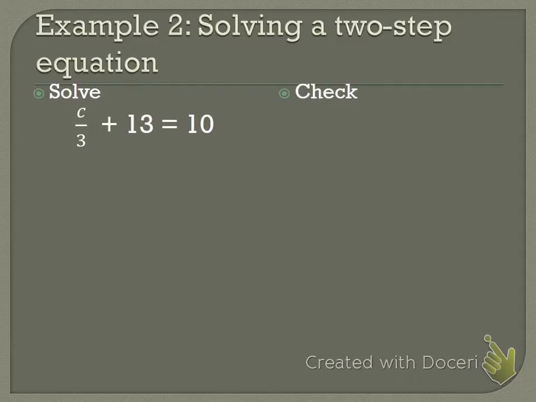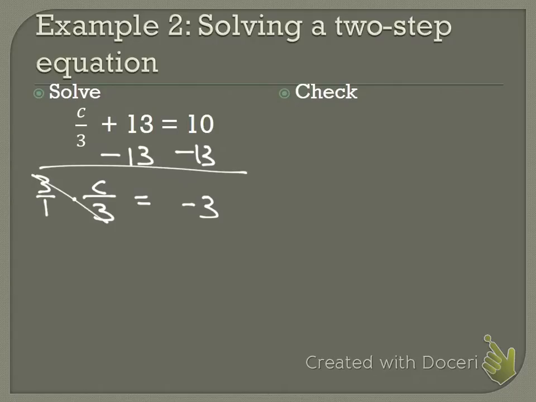In example 2, it's just different operations, but it's still the same process. So c over 3 plus 13 equals 10. What do I do first? I need to subtract 13 from both sides. How do I get c by itself? Multiply by the reciprocal. All right, that's not new. You guys remember that. c is negative 9.